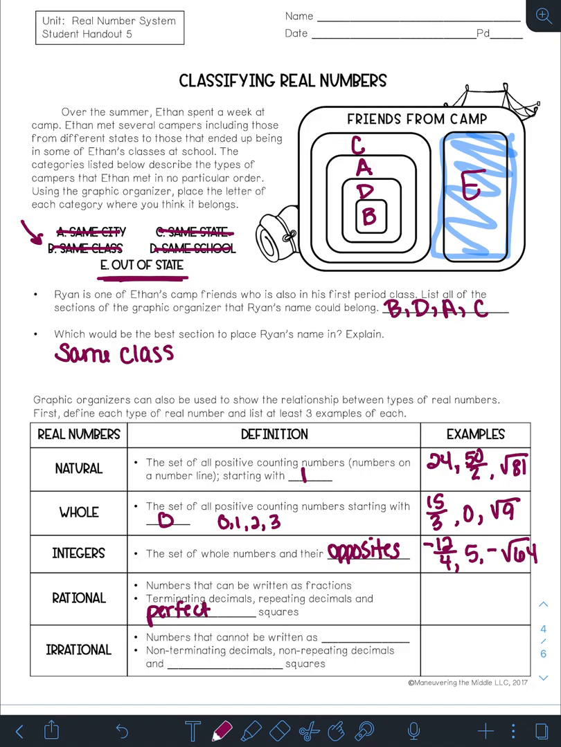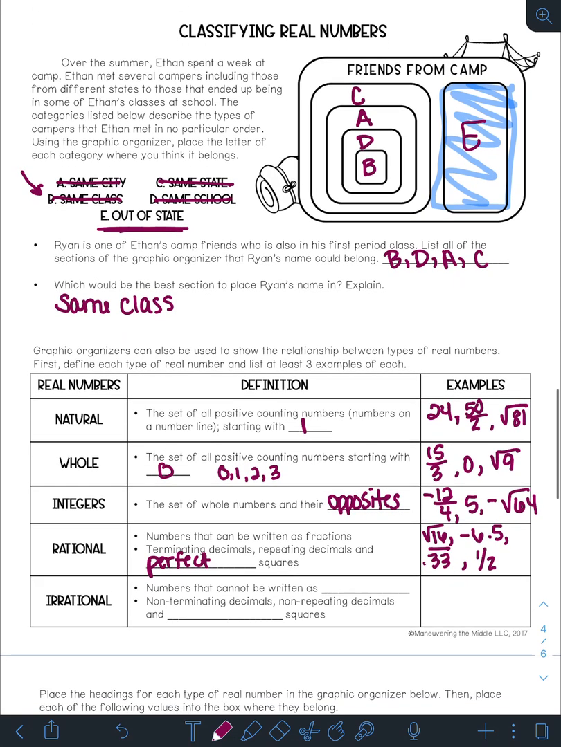And so you may see some examples of this as the square root of 16, negative 6.5, 0.33 repeating, or 1/2. And now you come to us. You come to 8th grade, and we start teaching you about irrational numbers.